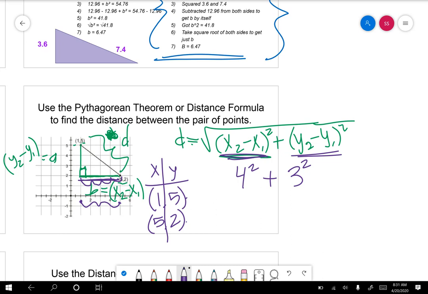Now, technically, if you were to substitute those numbers in, like 1, 5, 5, 2, you're going to get a positive number over here and a negative one over here. But because we're squaring those numbers, it'll always end up positive.